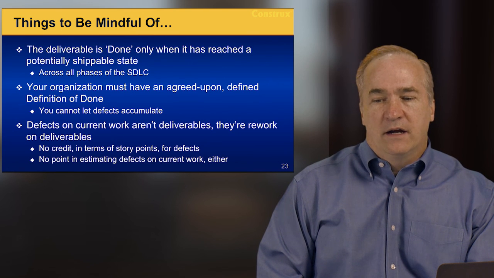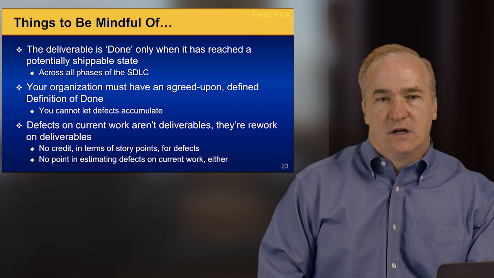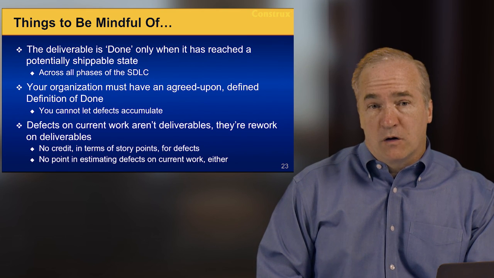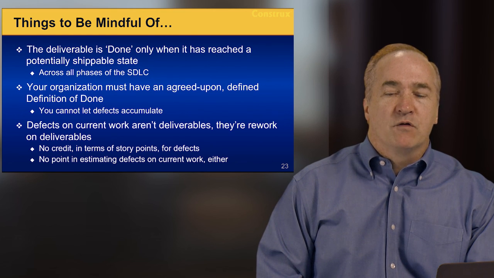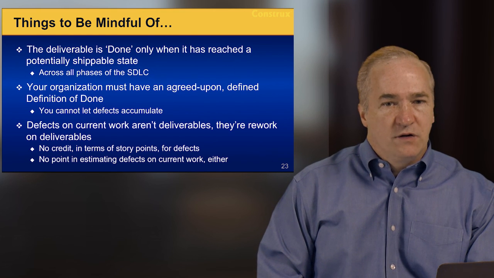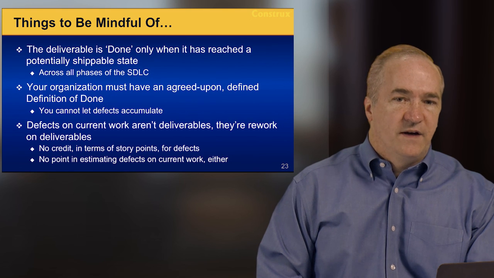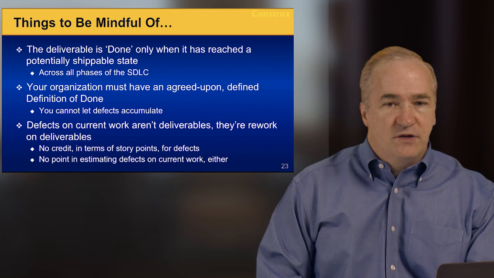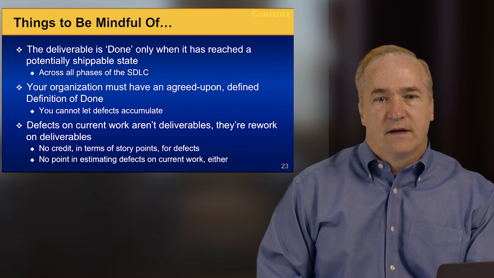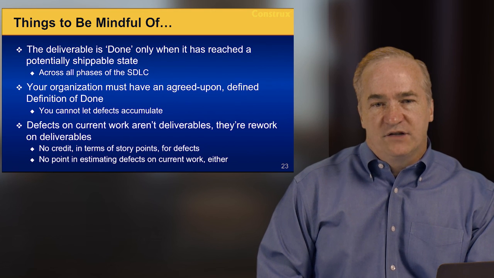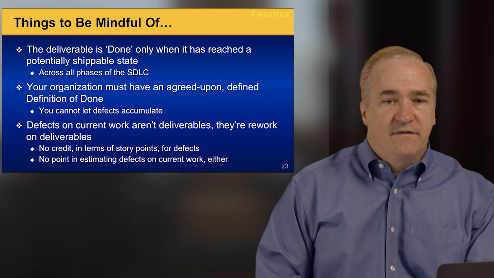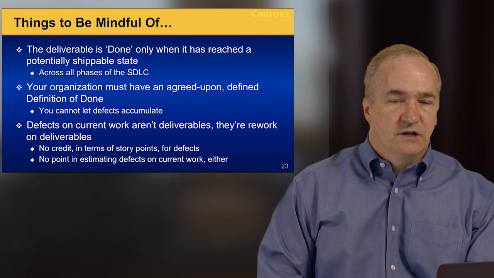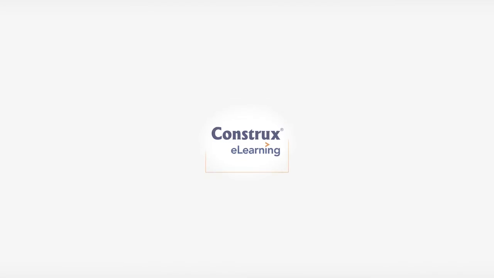Defects are not included in effort estimates. They just rob bandwidth. So we have to realize that defects on our current work aren't additional deliverables. They're rework on the deliverables we already were supposed to have implemented. So we get no credit in terms of story points for defects, and therefore, there's no point in estimating defects either. Think about it. If you have to fix a defect, does it matter how long it's going to take? And if you don't have to fix a defect, does it matter how long it's going to take?